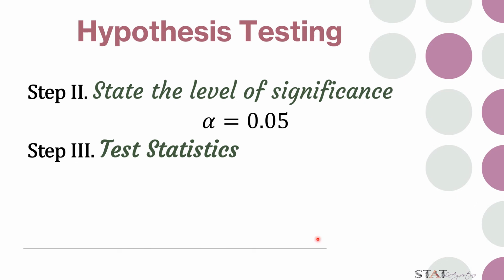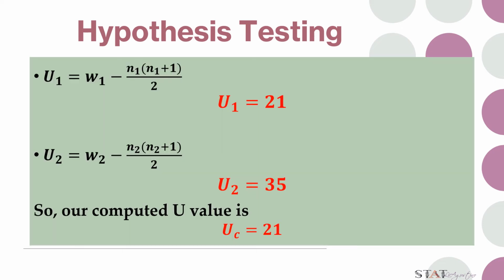And then step 2, we have to state the level of significance. So we have here our alpha, 0.05. You can also state if it is two-tailed or one-tailed. And then our test statistic. We have already computed the U1 and the U2 in our previous presentation. So to summarize, U1 is W1 minus N1 times N1 plus 1 divided by 2. So our U1 is equal to 21. If you want to recalculate it, just go back to our previous slides. And then U2 is equal to W2 minus N2 times N2 plus 1 divided by 2. So our computation is U2 is equal to 35. So our computed U value is 21. So we have here the U1 and then the U2. What is the lower value? 21. So we will use 21 for our critical region or for our hypothesis testing.